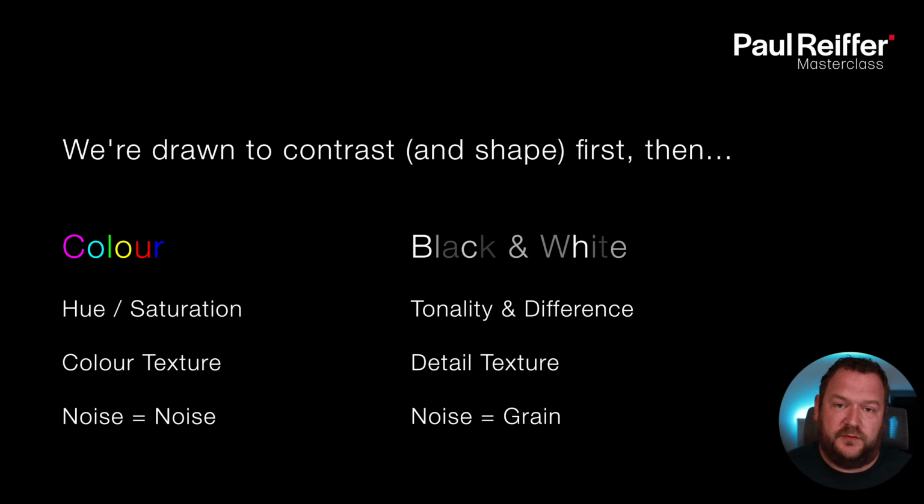The second we move from that, a color image is assessed by our brains on a completely different set of rules to a black and white image. And that's why some people prefer to shoot purely in black and white, and actually monochromatic cameras in some cases, because it forces you to look for different things.